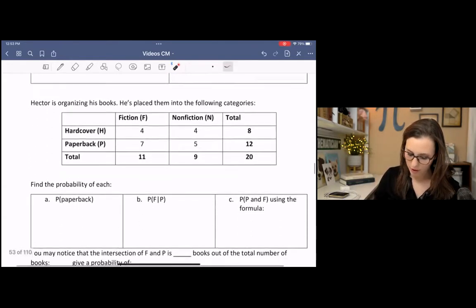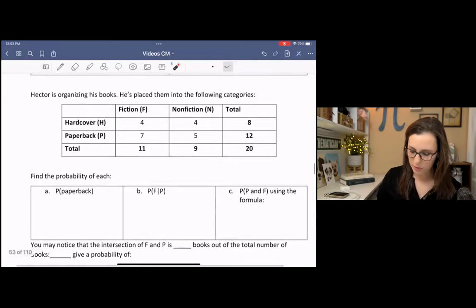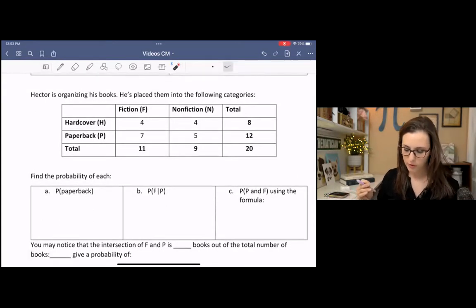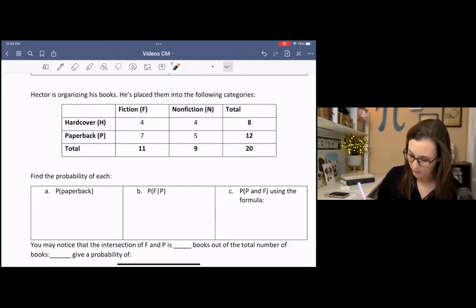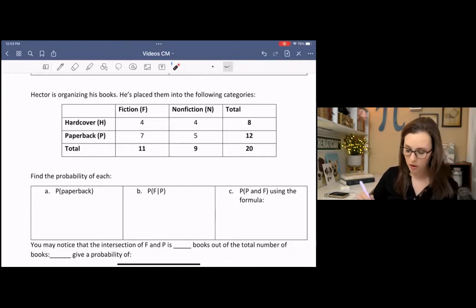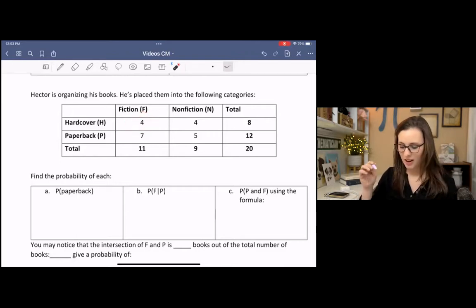So I have a table here. Hector is organizing his books. He's placed them into the following categories: fiction, nonfiction, hardcover, paperback. We can see that there's some overlap here: hardcover fiction, hardcover nonfiction. Man, that's hard to say. Okay, so we're going to use this table to help us practice using the formula of A and B, or in this case, F and P, I think.